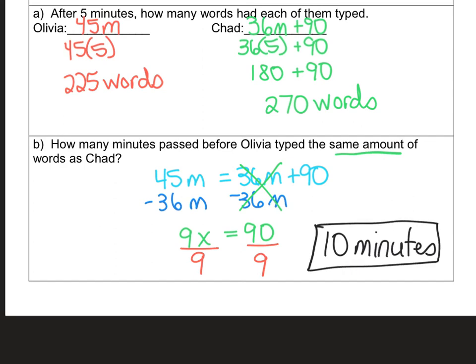And we can see it's going to take 10 minutes for Olivia and Chad to be at the same number of words. After that, who would be ahead? Olivia now, because she is typing faster. So after the 10 minutes, Olivia will now have more words than Chad. But it will take 10 minutes for them to equal each other. And that's all we got for today.